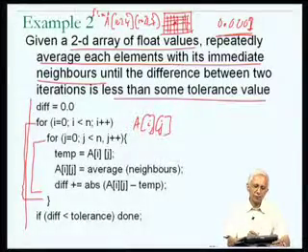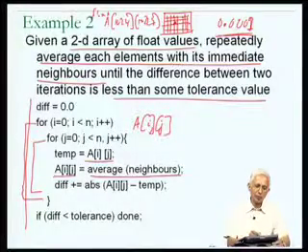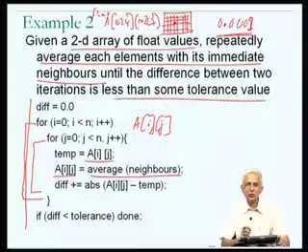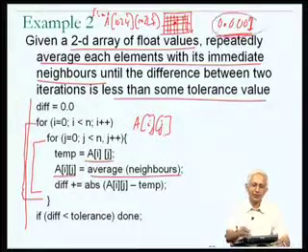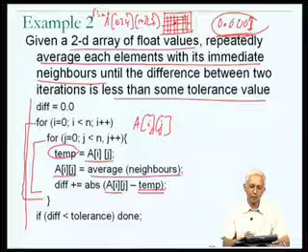So I take the old value of a of ij, and then I compute the new value of a of ij by computing the average of the value of a of ij and its neighbors. So this is going to be the new value of a of ij, and since I know that I have to repeat this procedure until the difference between two iterations has become less than some predefined tolerance value, I compute the difference between the old value of a of ij, which I had stored in the variable called temp, and the new value of a of ij.